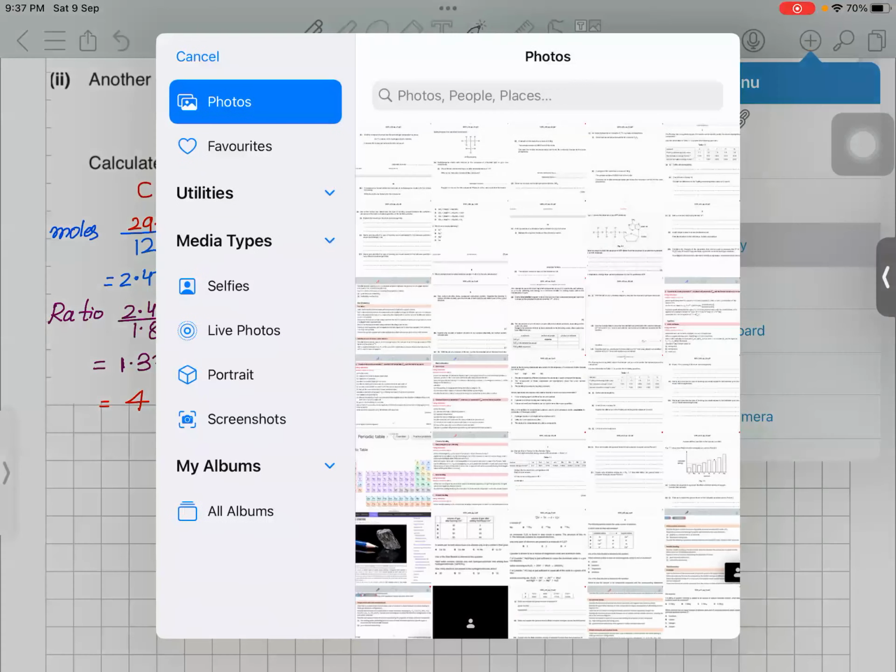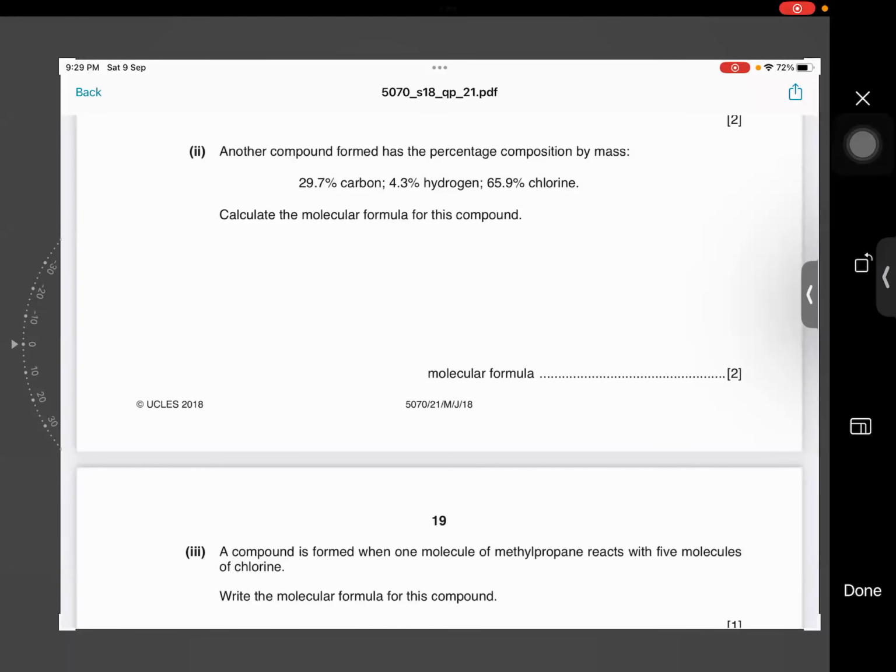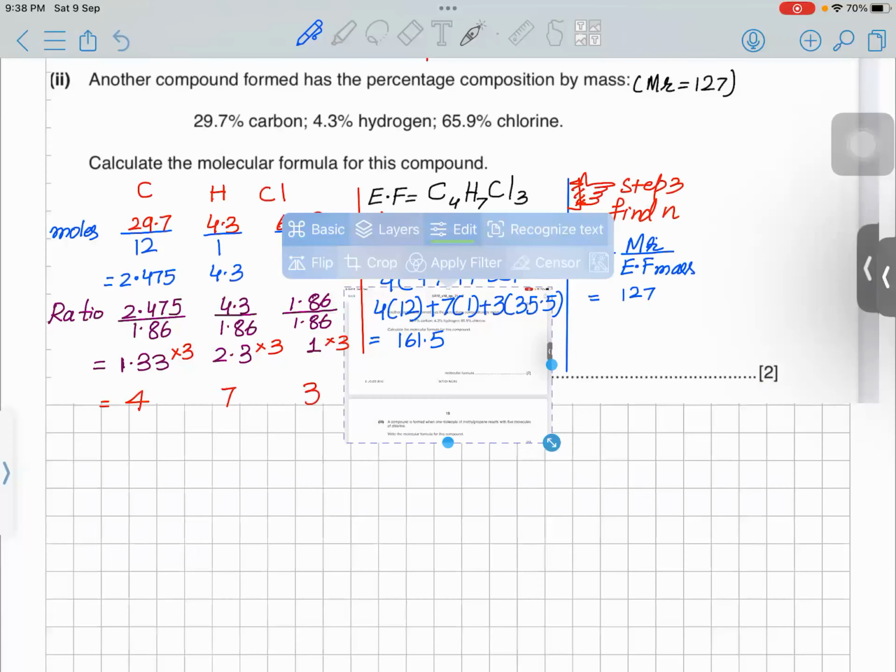Sir, I think that was a different part of the question, because in this one it says another compound formed. Okay, so leave it.